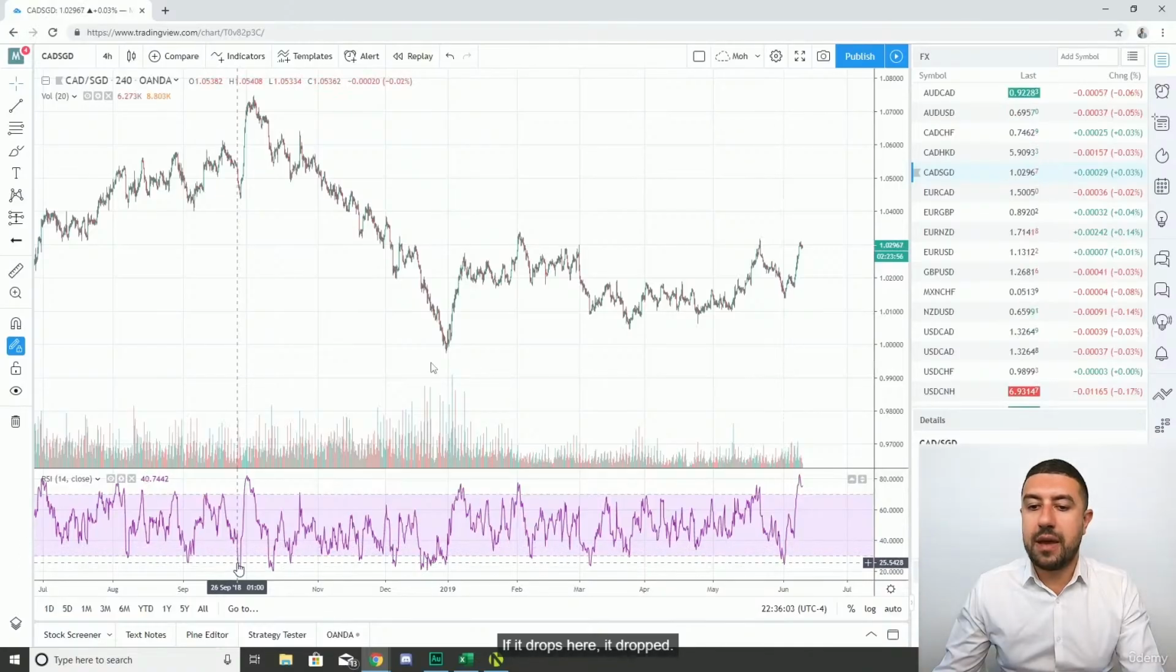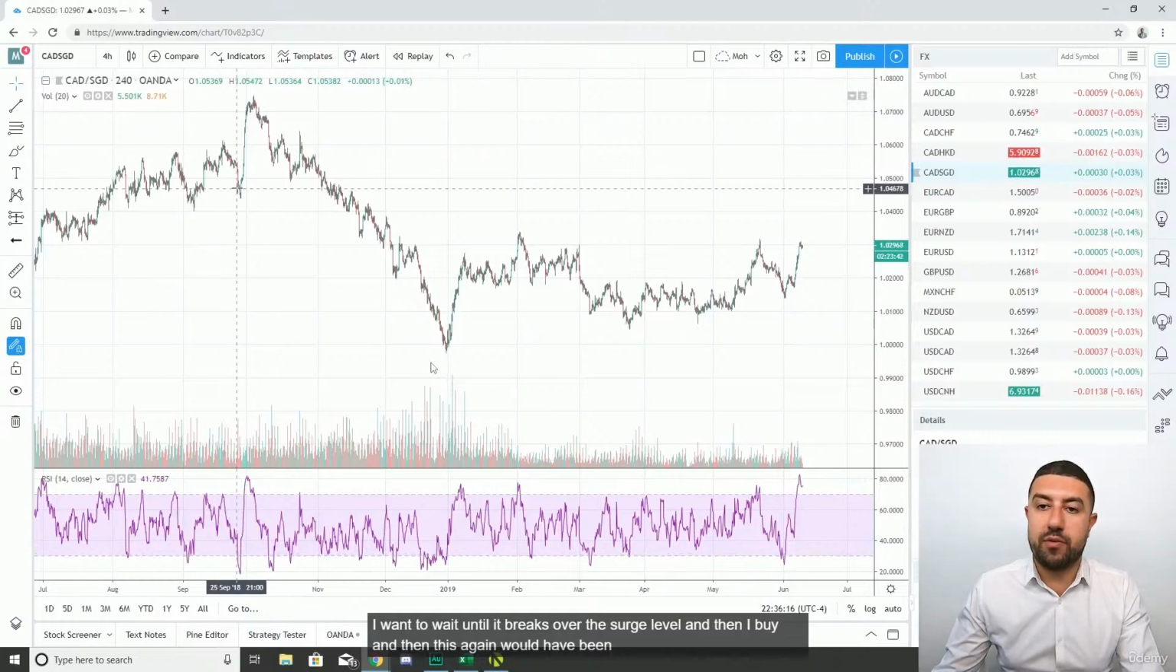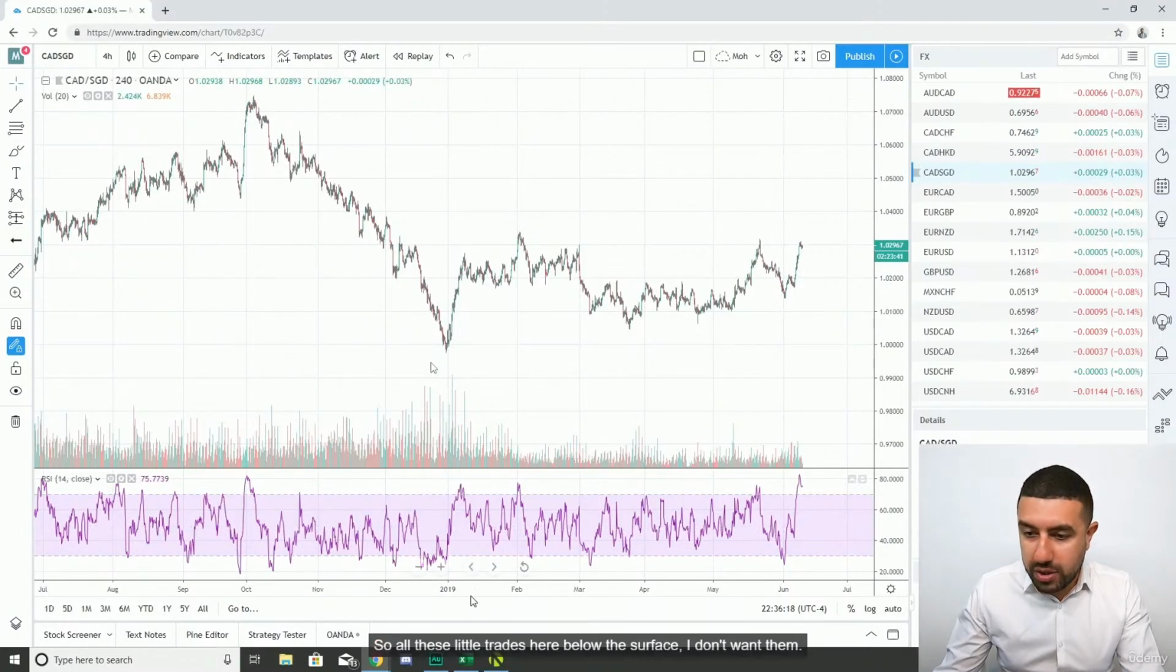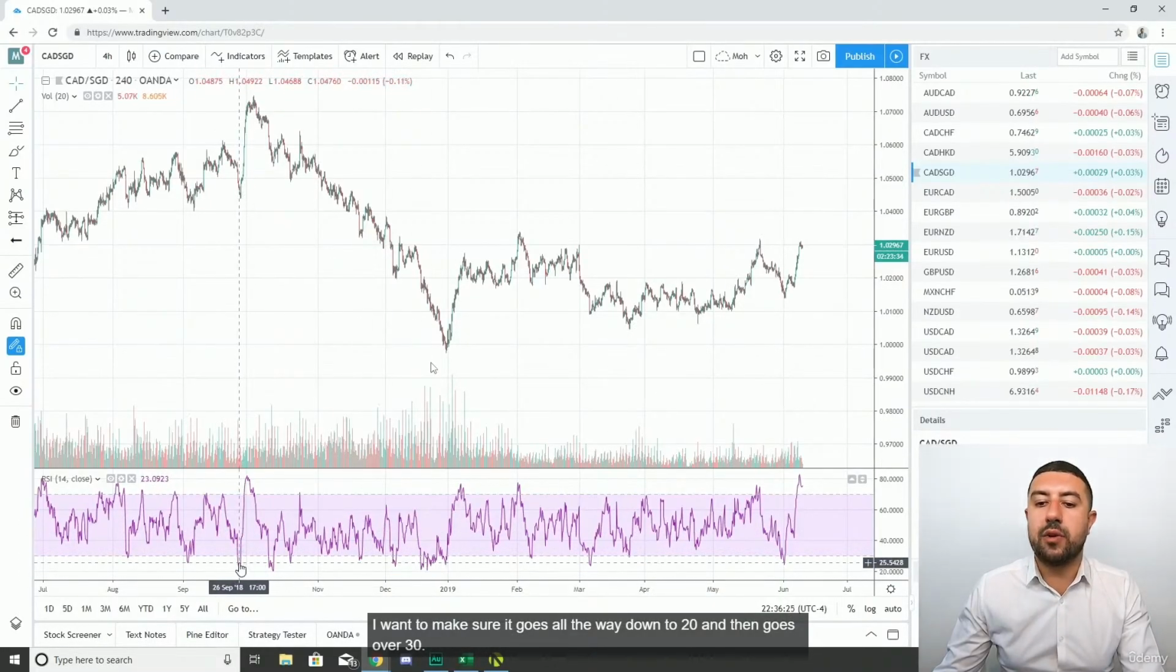Or same situation, if it drops, here it dropped. I don't want to wait until it just gets to the 30 level. I want to make sure it hits the 20 level, and then after it hits the 20 level, I want to wait until it breaks over the 30 level, and then I buy. And then this again would have been a really good long. So all these little trades here below the 30, I don't want them. I want to make sure it goes all the way down to 20 and then goes over 30.